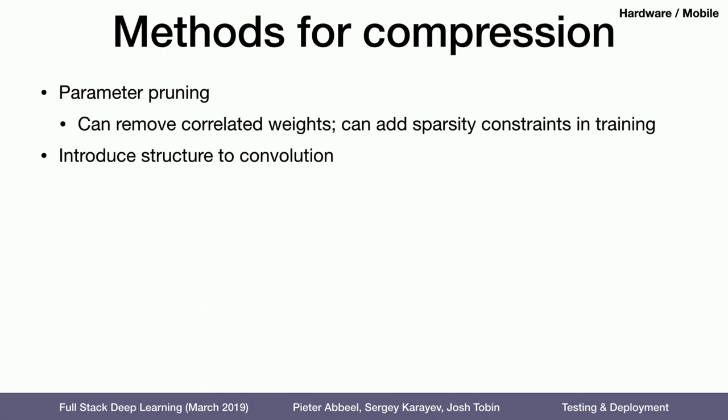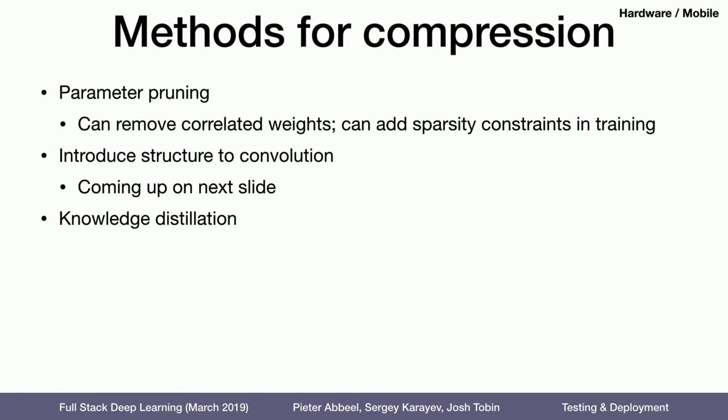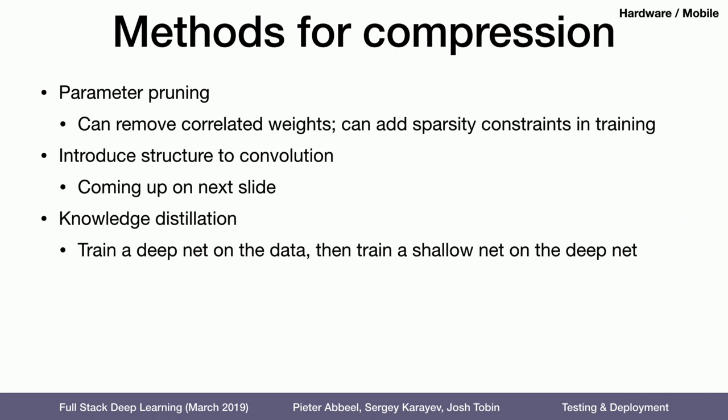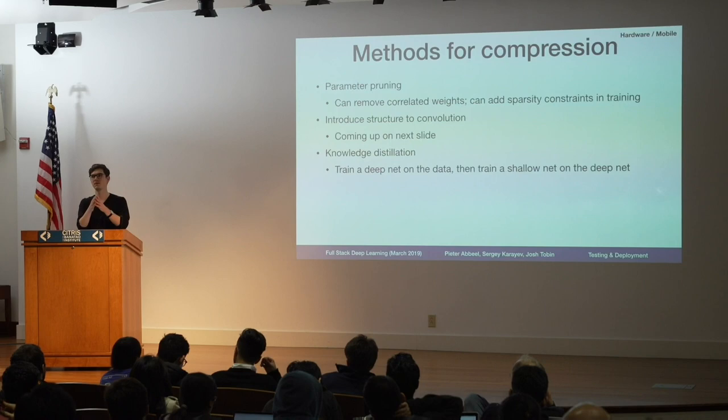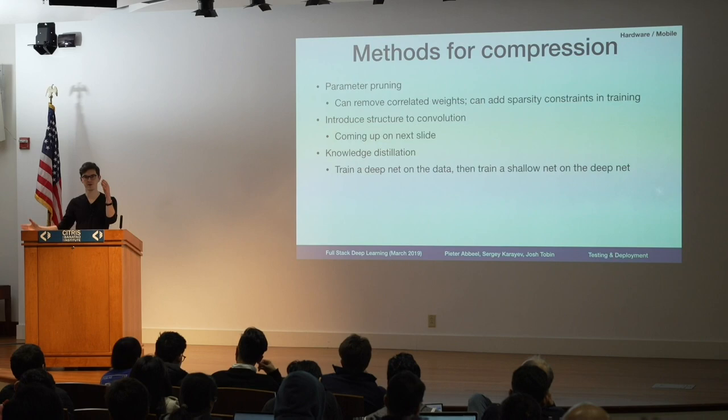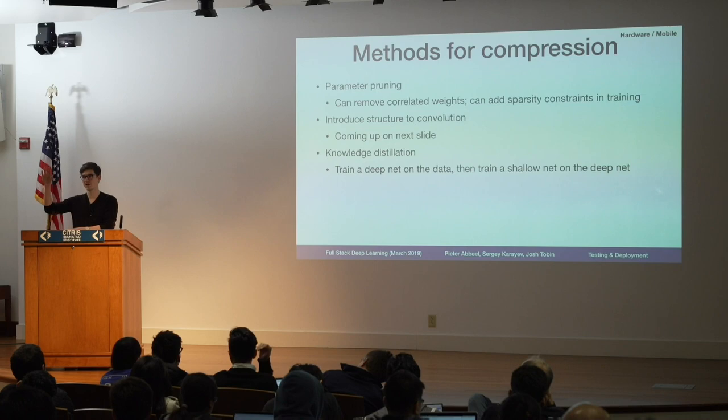You can also do something called knowledge distillation, which essentially means you train a deep network on your data, and then you train a shallow network on the predictions of the deep network. Essentially, the data has a certain complicated distribution manifold that a deep network is better able to infer and match itself to.